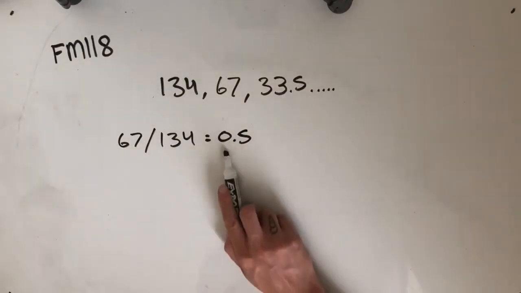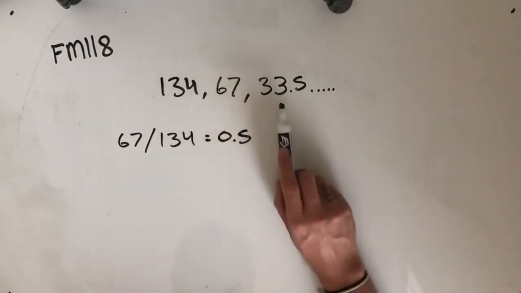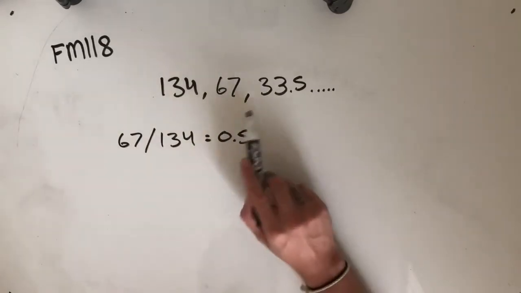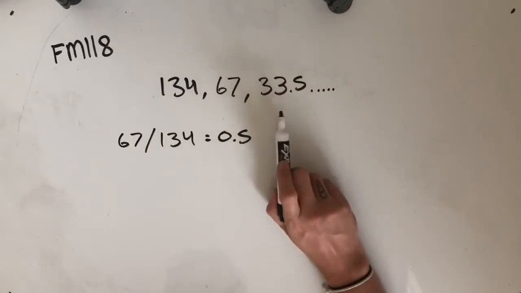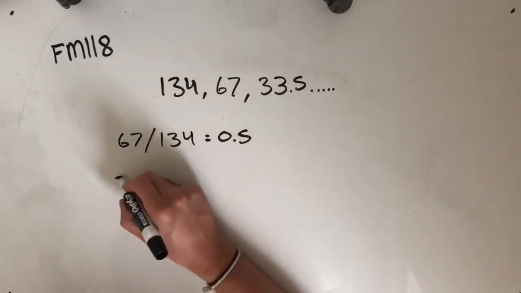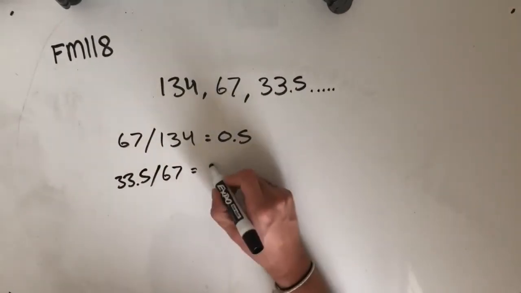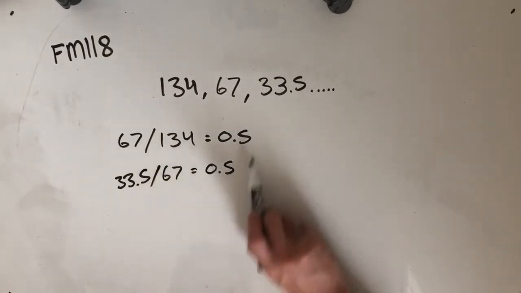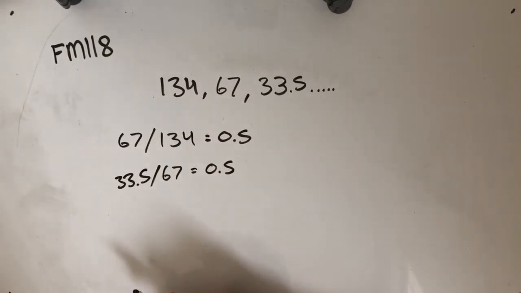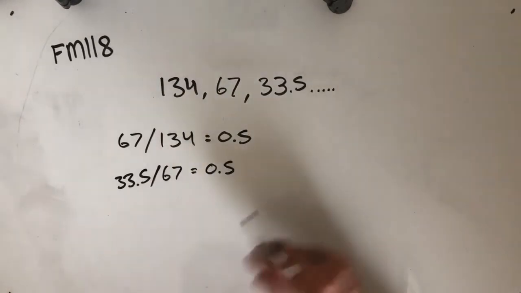Now to double check that this is in fact the factor by which we're moving along our sequence, we can then take the next 2 terms in the sequence, 67 and 33.5. Once again, taking the next term in our sequence and dividing it by the one before it, 33.5 divided by 67 also equals 0.5, which means it's a pretty safe bet that this is our factor. So we have the first 3 terms of our sequence, which means we need the 4th and then 5th term in order to complete this question.